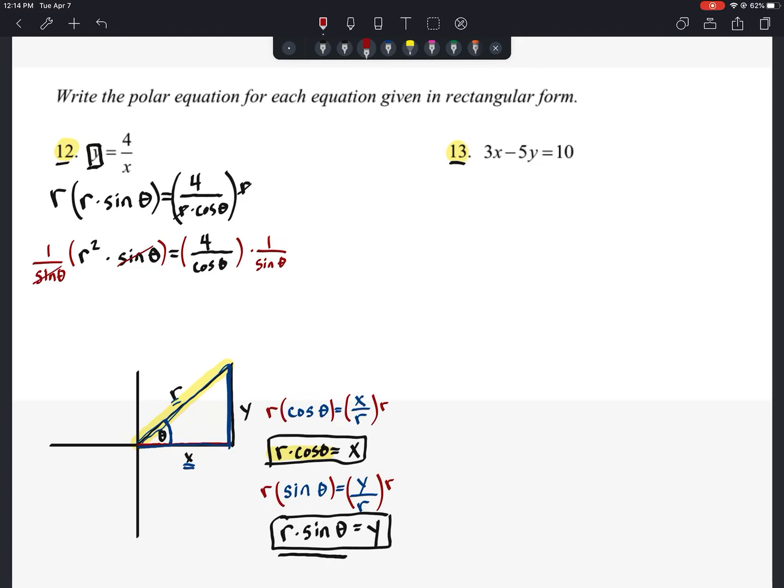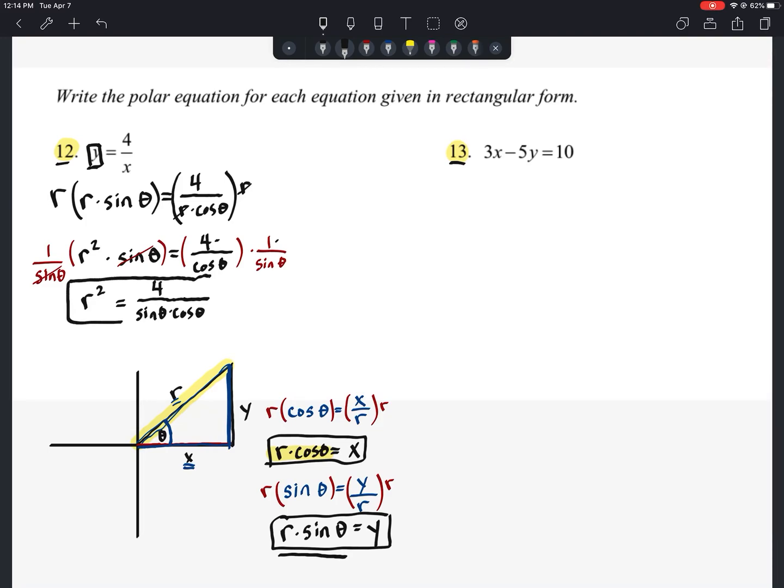So when we do that, our sines end up canceling out, and now we're left with r squared equals 4 times 1, which gives me 4, and on the bottom, cosine of theta times the sine of theta, however you wish to write it. You could write cosine of theta times the sine. Order doesn't matter there. So that would be one form of our answer.